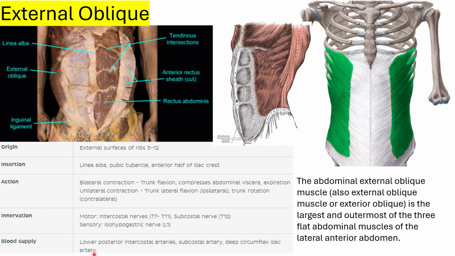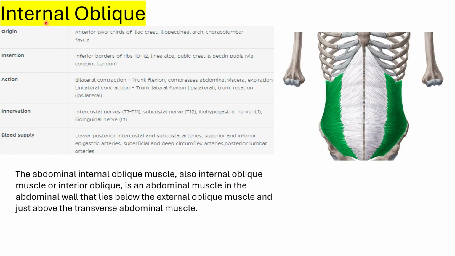So the abdominal external oblique muscle, also external oblique or exterior oblique, is the largest and the outermost of the three flat abdominal muscles of the lateral anterior abdomen. As you can see, this part here is the external oblique muscle, and you can see that here as well. Now the internal oblique: this part here is the internal oblique.